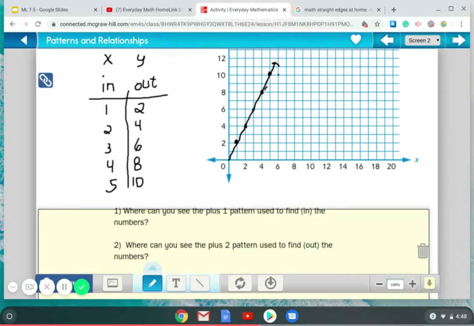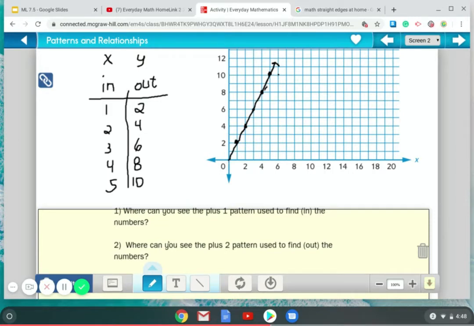Where can you see the +1 pattern used to find the in? If we take a look at the in, 1, 2, 3, 4, 5 are sequenced there. We can see that we are growing. It's +1. So where can we identify this pattern on this graph? Well, the in is represented on the x-axis. So if I follow the sequence on the x-axis, I start with 1, then I go to 2, then I go to 3, 4, and 5. And I can see that the pattern is, it is growing by 1 on the x-axis, and I am moving by 1 to the right, from left to right.